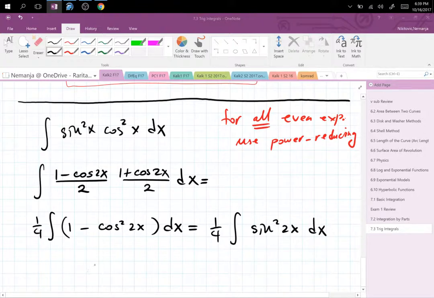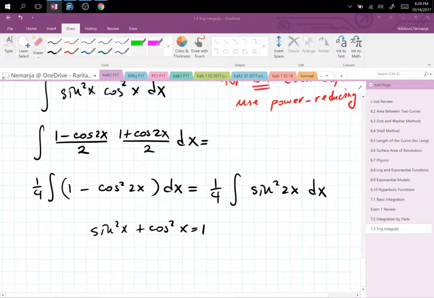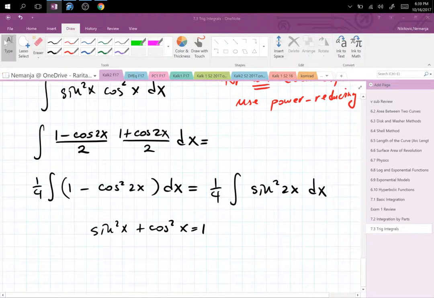Guys, I understand that you learned the formula as sine squared x plus cosine squared x equals 1. But this does not have to be x. No matter what you put there, there you go. Still works.